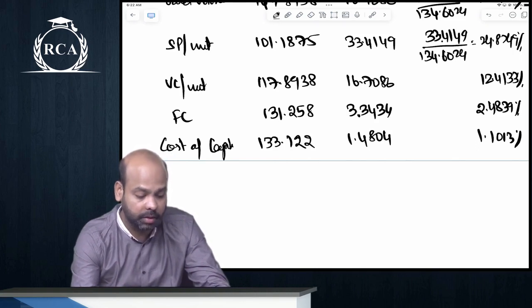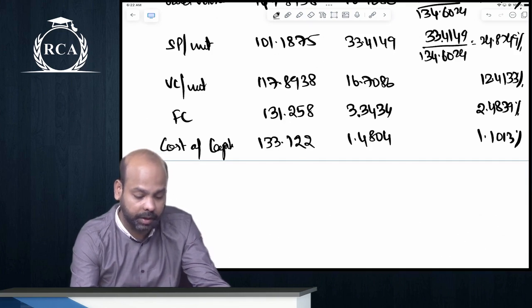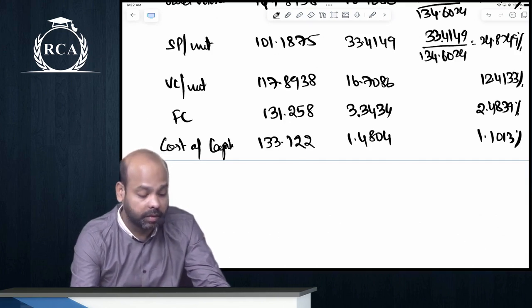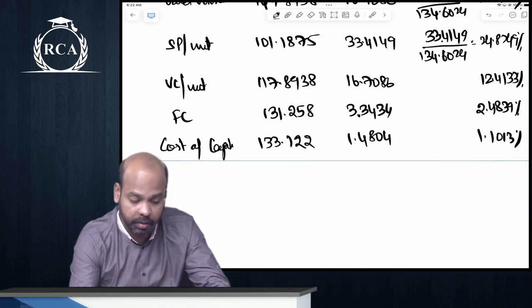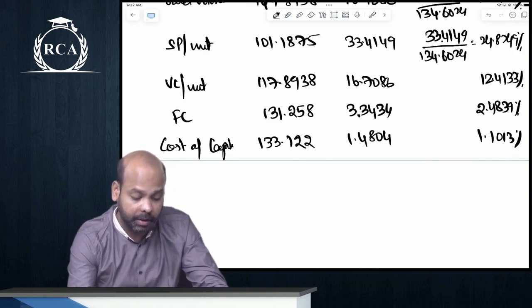What will you write? Selling price has the highest adverse impact on NPV. Selling price has the highest adverse impact on NPV.